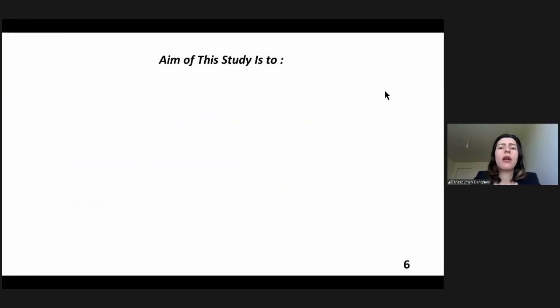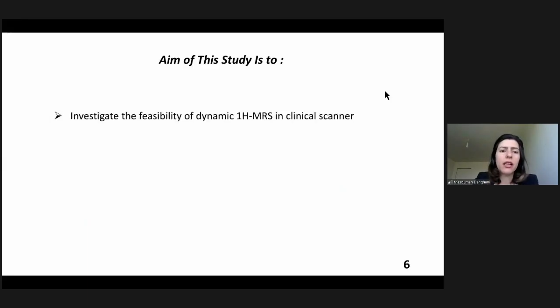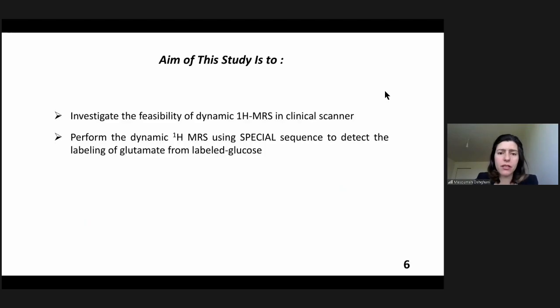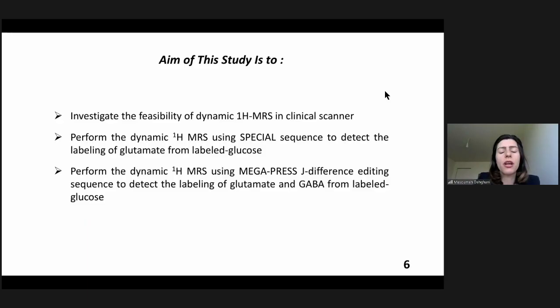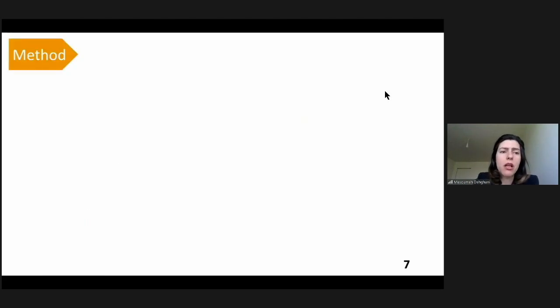The aim of our study was to implement this simple technique in a clinical scanner and investigate the feasibility of this technique, and to perform dynamic proton MRS using a special sequence to detect the labeling of glutamate from labeled glucose, and dynamic proton MRS using a MEGA-PRESS J-difference editing sequence to detect the labeling of glutamate and GABA from labeled glucose.